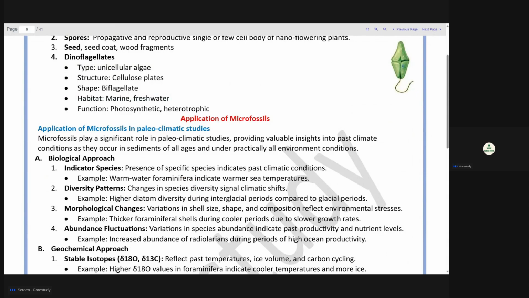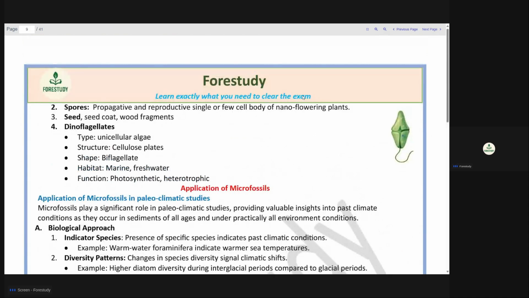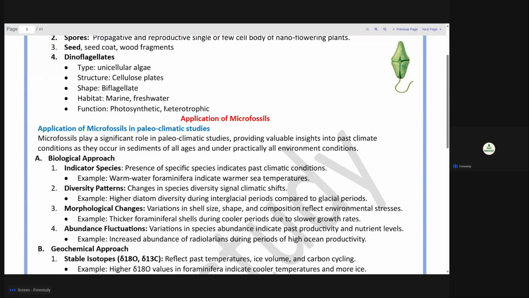So I think this would be it for today's class. This will be a short class, but actually I've shown you a lot of diagrams and all, so we stretched the class. But yes, in the next class we'll talk about the applications of microfossils.